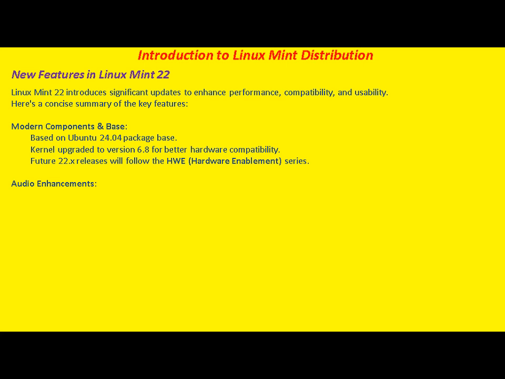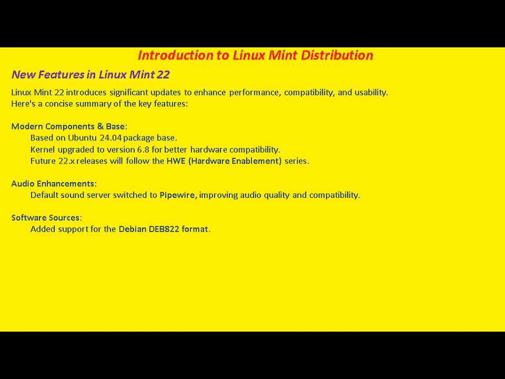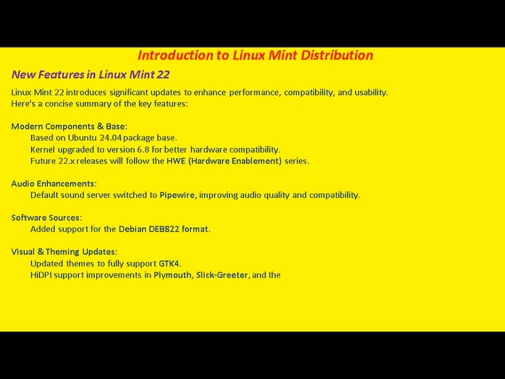Then the next feature is audio enhancements. The default sound server switches to PipeWire, improving audio quality and compatibility. Next is software sources, with added support for the Debian deb822 format. Then visual and theming updates. Updated themes fully support GTK4, and there is HiDPI support, with improvements in Plymouth, Slick Greeter and the boot sequence.